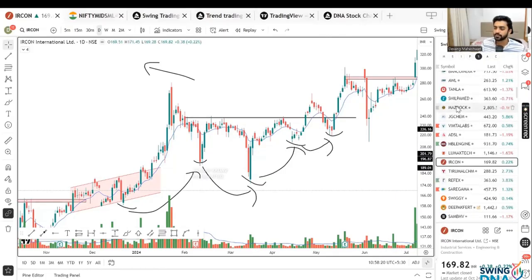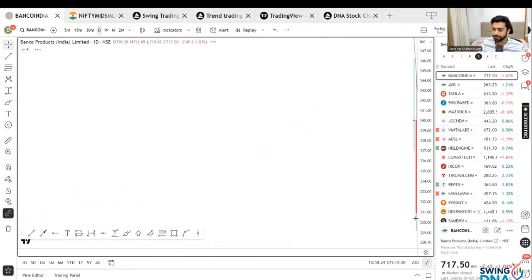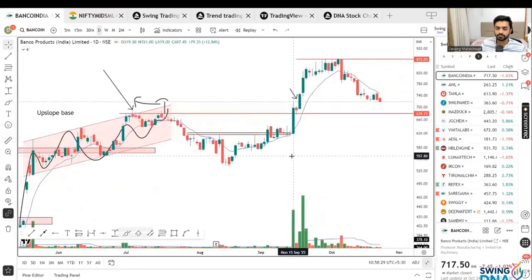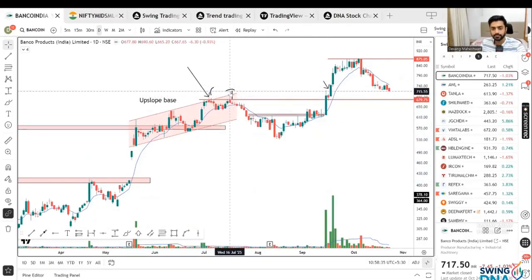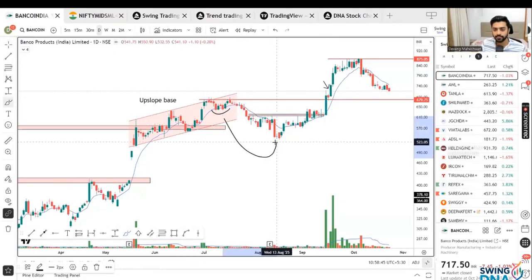Let's see more examples. Bank of India, a recent one. So this is an upslope base here. Now look here, it then made a lower low here. It again went down, then went up. So this is now a higher low conversion.